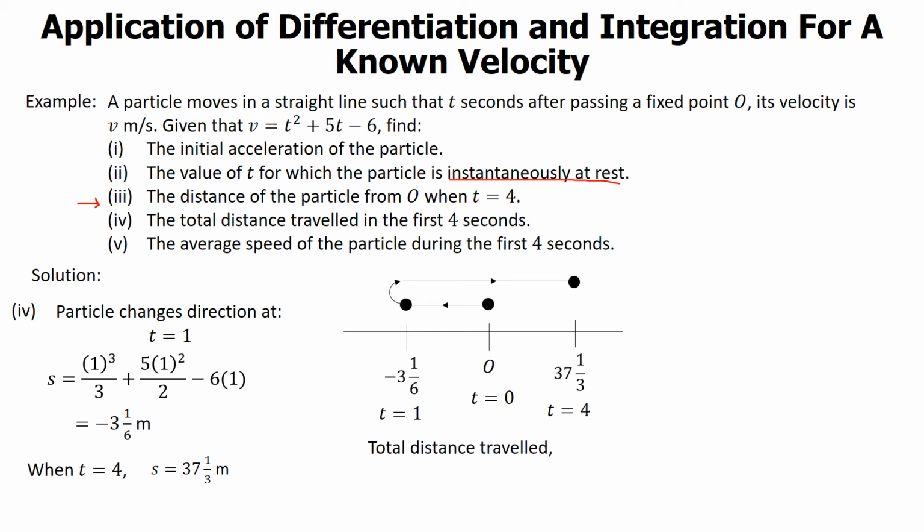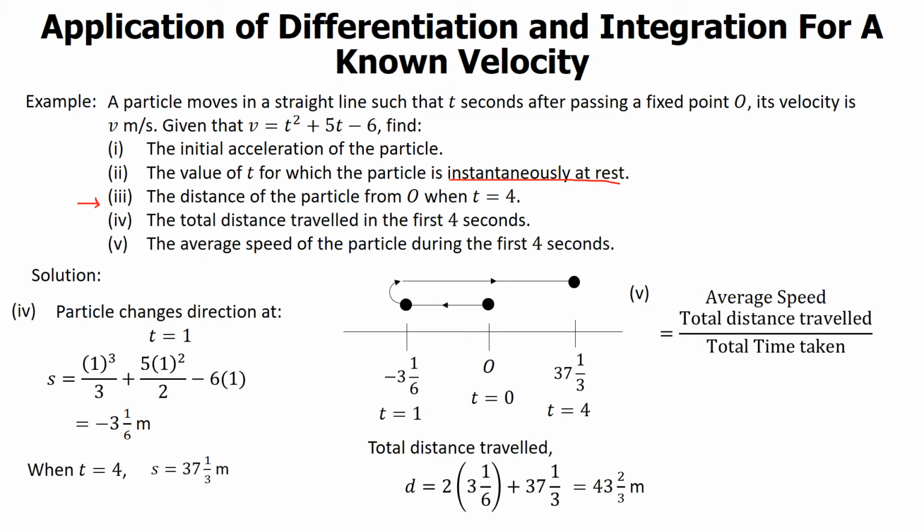So from here, we can calculate the total distance traveled, which is d equals 2 times 3 and 1 over 6 meters plus 37 and 1/3 meters, which gives us 43 and 2 over 3 meters. Number 5, to find the average speed, we just apply the formula, which is the total distance traveled over the total time taken, and we substitute the values, which is 43 and 2 over 3 meters divided by 4 seconds. The answer is 10 and 11 over 12 meters per second.